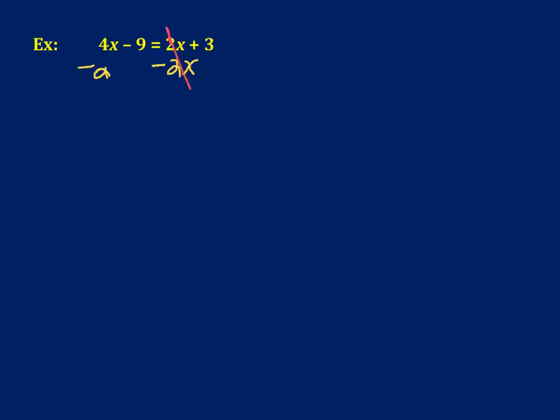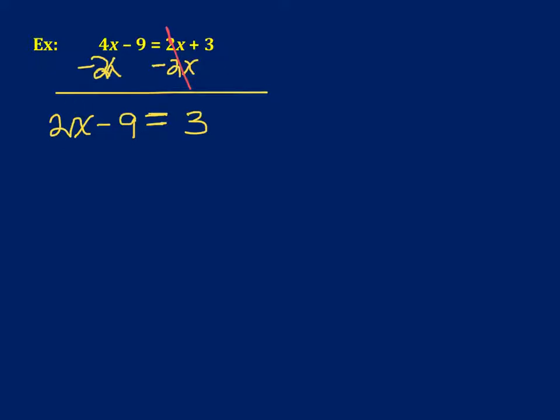Again, if you do it on one side, you got to do it on the other. So because I did it on the right, I'm going to do it on the left. So I'm going to minus 2x over here. My equal sign is always going to come straight down. That's a huge thing. 4x minus 2x would give me 2x. Bring down the minus 9. And on this side, I'm left with 3 because I canceled out my 2x.